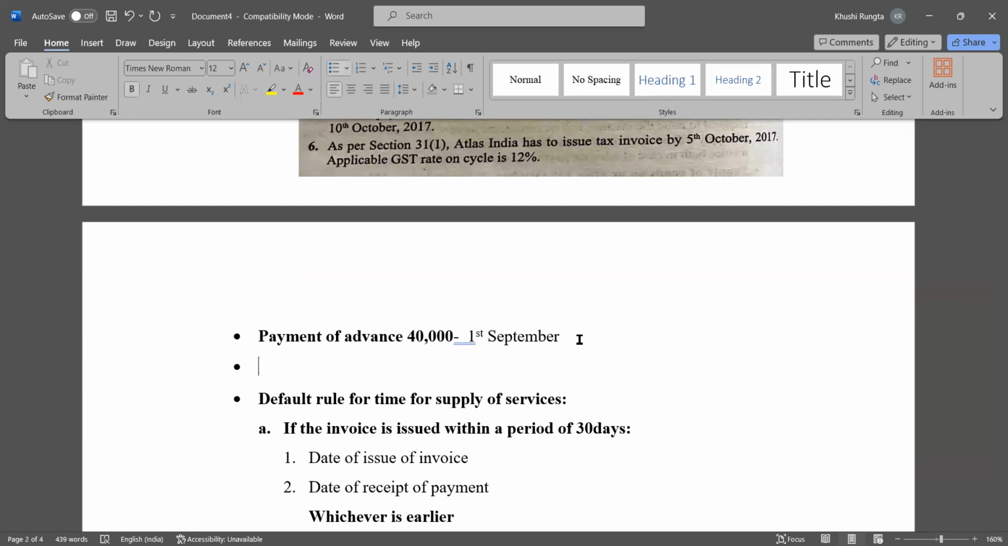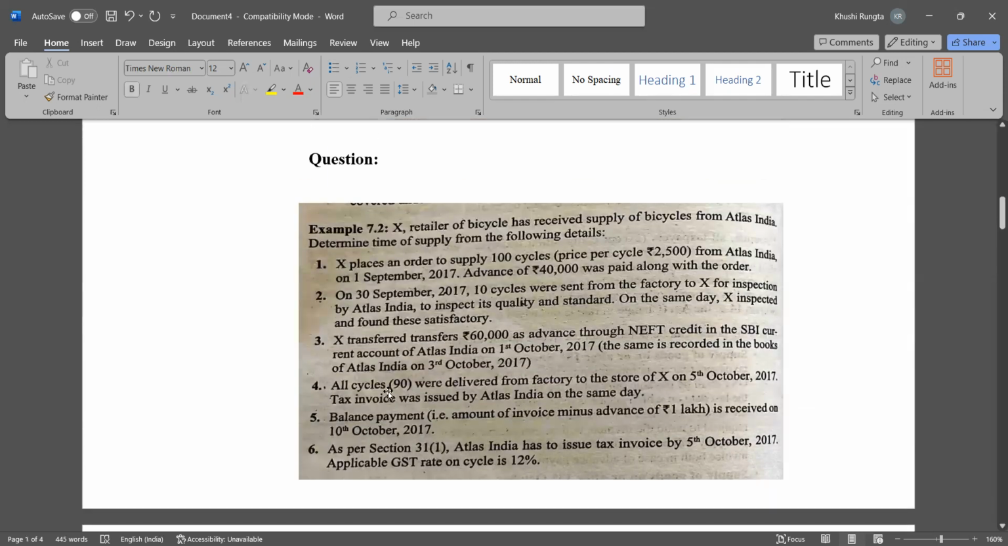Next point comes this. Payment of advance. How much advance? 60,000. When? The date given by them is 1st October. Okay, now let's read next, what did they mention.